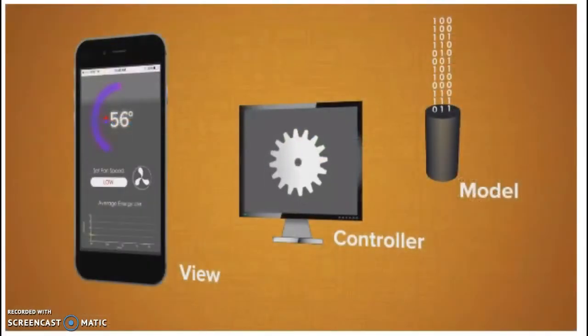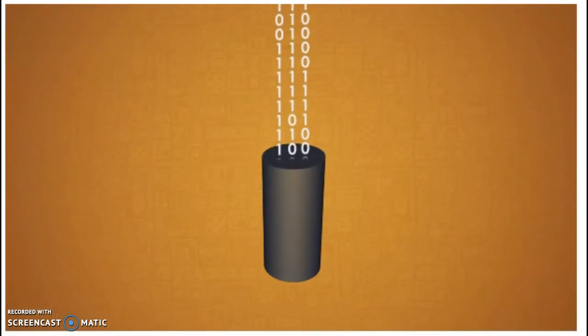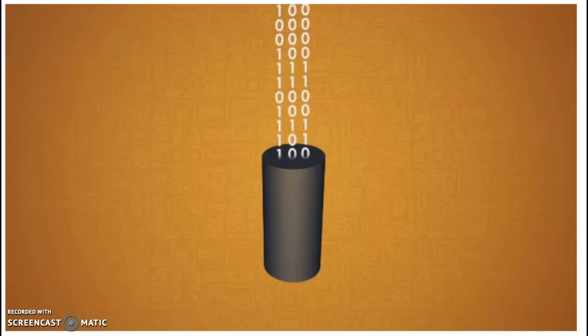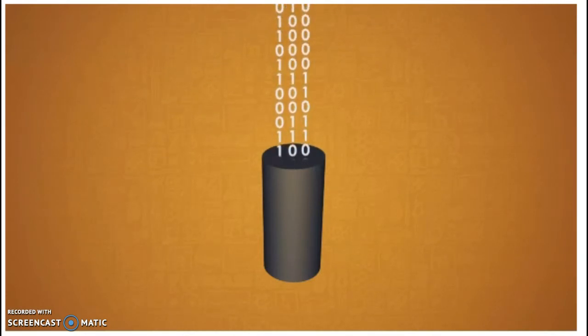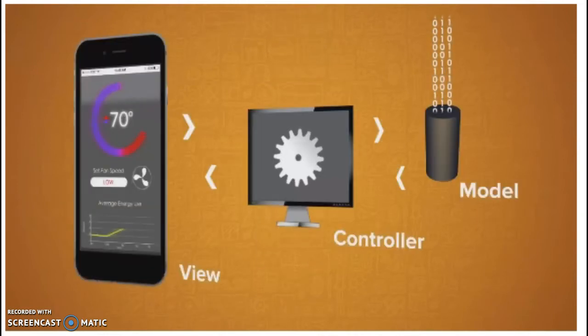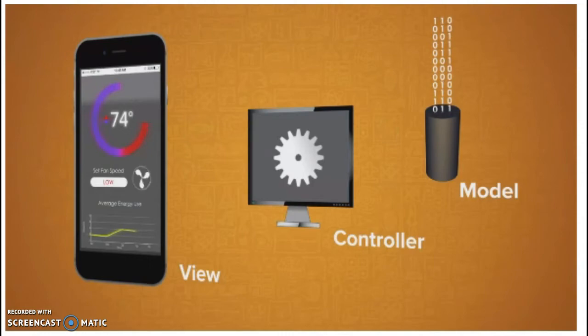The final layer of an app structure is the model layer. The model layer processes the data and information that the app uses. This data can be pulled from a database, entered by a user, or gathered from a sensor. The layers of an app's architecture are constantly working together to create the desired experience for the user.